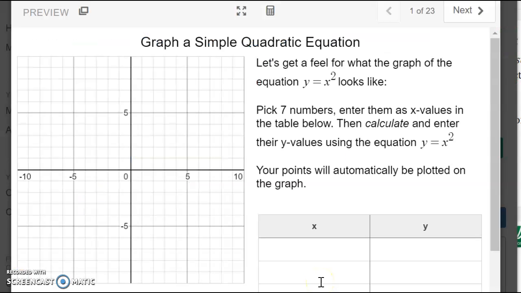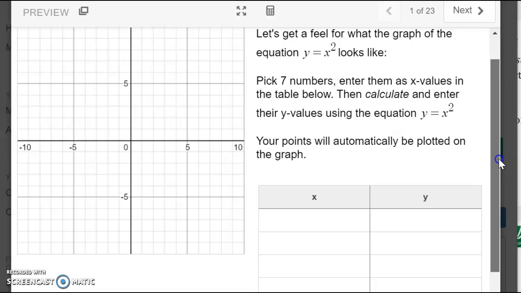Card number 1 says, let's get a feel for what the graph of the equation y is equal to x squared looks like. Pick 7 numbers, then enter them as x values in the table below. Then calculate and enter their y values using the equation y is equal to x squared. Your points will be automatically plotted on the graph. So for example, if I chose 1 as the x value, what is 1 squared? That's just going to be 1. So y is going to be 1.